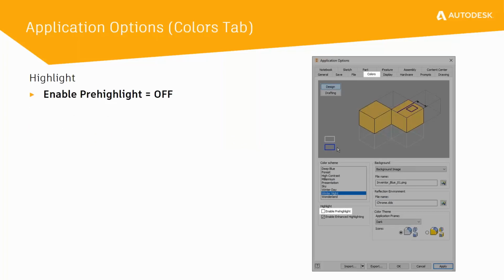From the Colors tab, we want to make one change if it's not already set by default, and that is making sure that Enable Pre-Highlight is deselected or off. When turned off, pre-highlighting does not show during component or part selection priority.